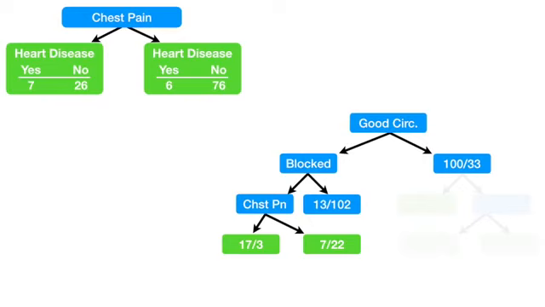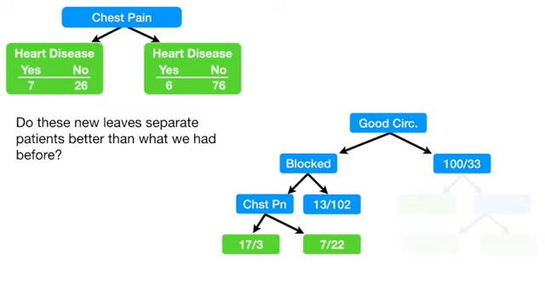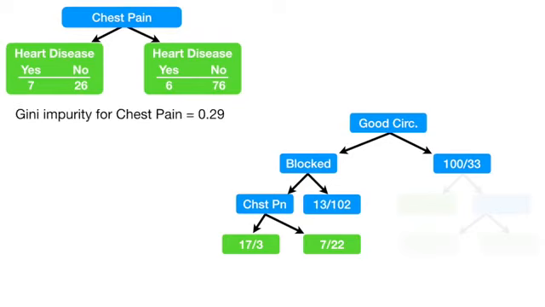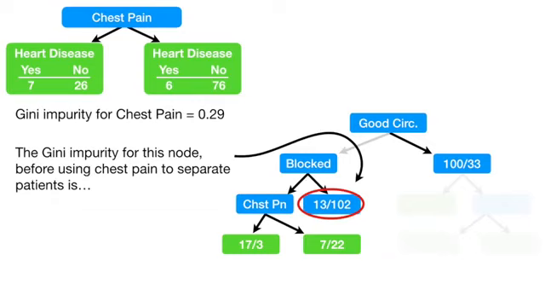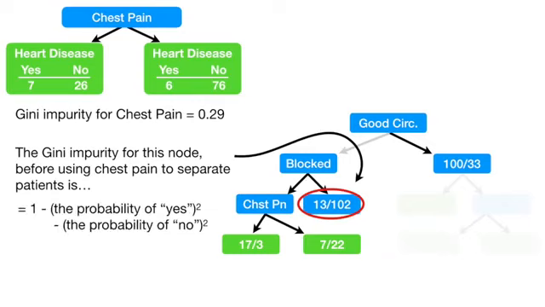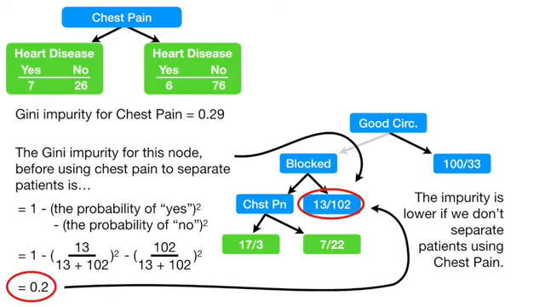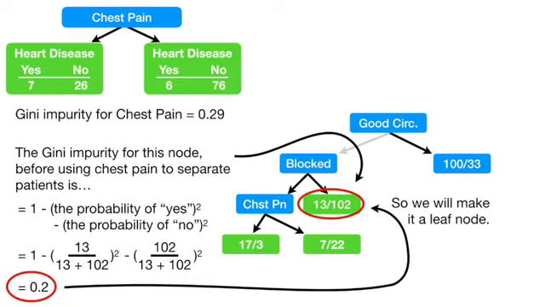Here's how chest pain divides these patients. Do these new leaves separate patients better than what we had before? Well, let's calculate the Gini impurity for it. In this case, it's 0.29. The Gini impurity for this node before using chest pain to separate patients is 0.2. The impurity is lower if we don't separate patients using chest pain. So we will make it a leaf node.